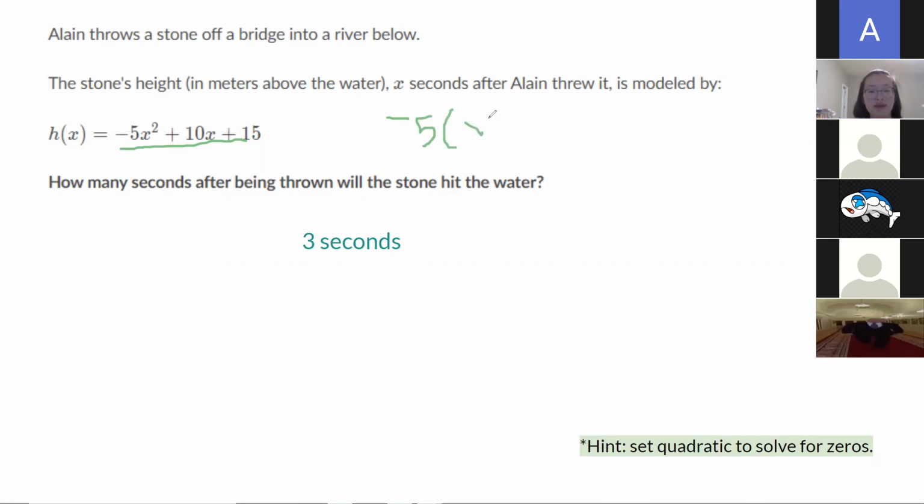So it would be negative 5 times parentheses x squared minus 2x, and then minus... Okay, so now we can just kind of ignore the negative 5. Is x squared minus 2x minus 3 factorable using the cross method? If so, what are the factors?